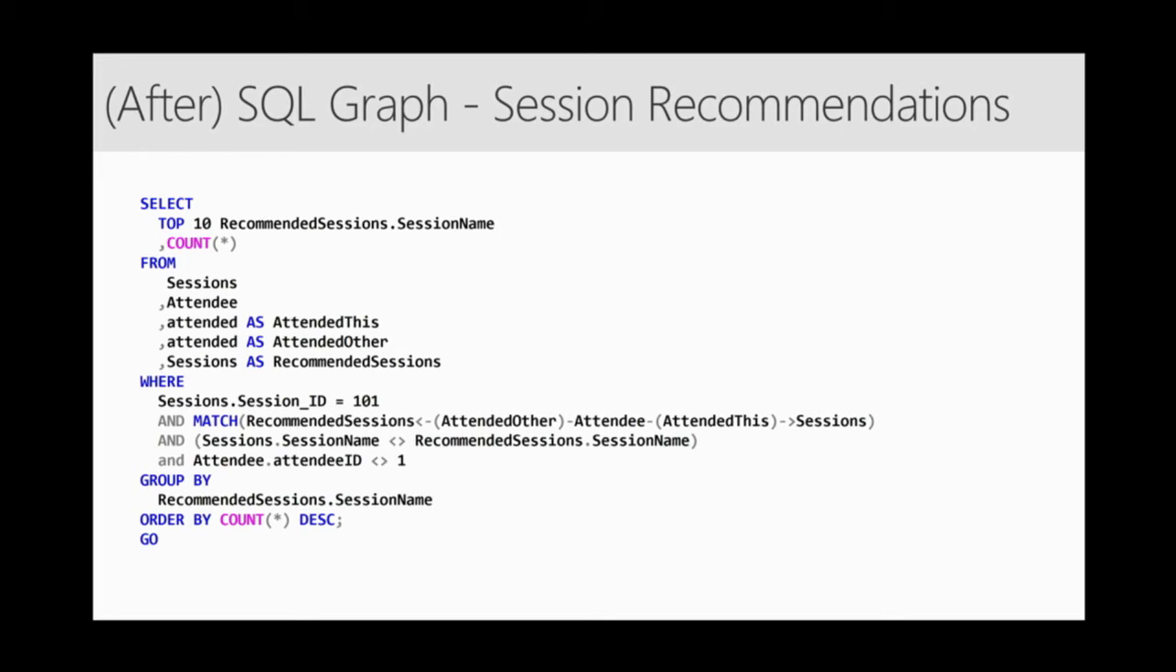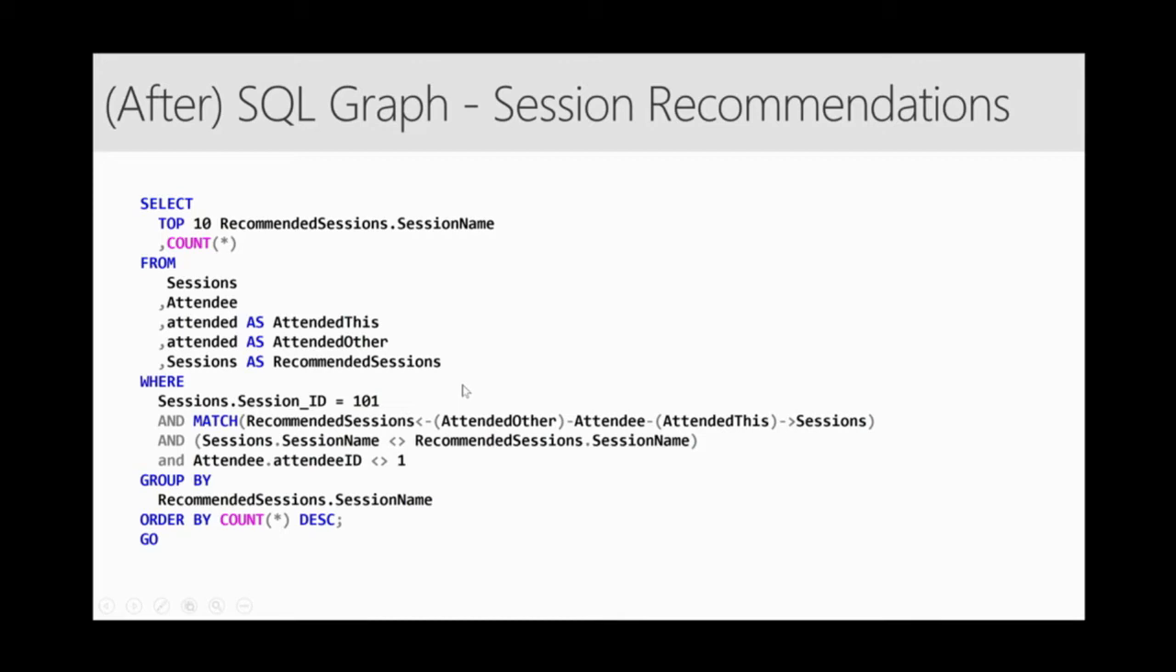So let's look at what we've got here. This match clause starts here. You're looking for attendees that attended this session, session ID 101. So you're looking for other people that attended session ID 101. You get the set of attendees that attended this session, and then you take that set and find the other sessions that those people attended, and those are your set of recommended sessions. Then you add the extra qualifiers: the session name in the recommended session shouldn't be this one, because it would be silly to say, based on this session, let's recommend this session.